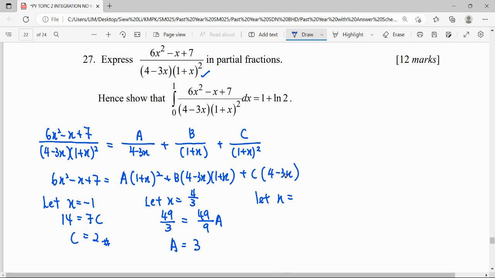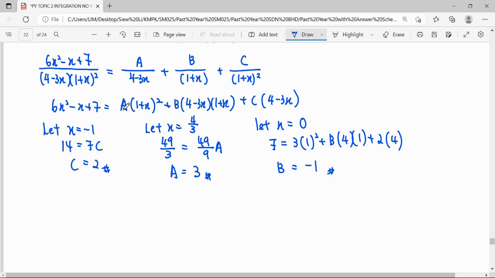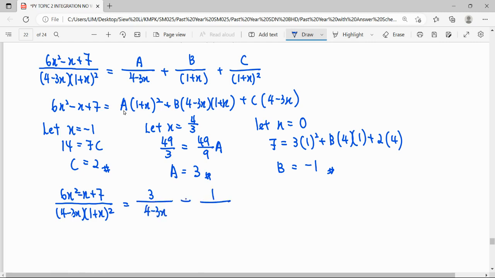Then we let another value randomly, we put 0, so that it's easier to calculate. So the left hand side is 7. Then substitute A, which is 3. B we need to find out. Then C is already found, which is 2. Then we simplify this. So B equals -1. After that, we're going to substitute back into our partial fraction. A is 3, B is -1, C is 2.